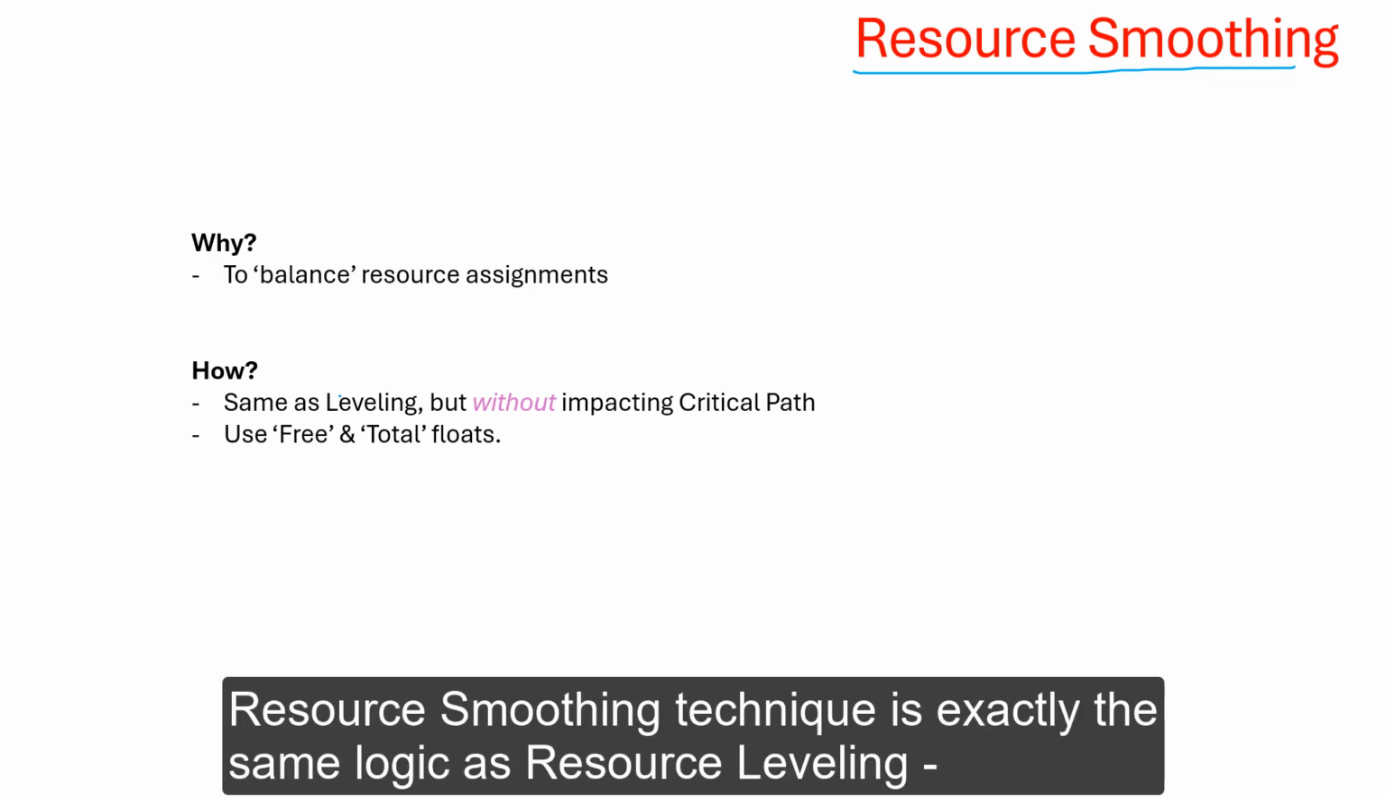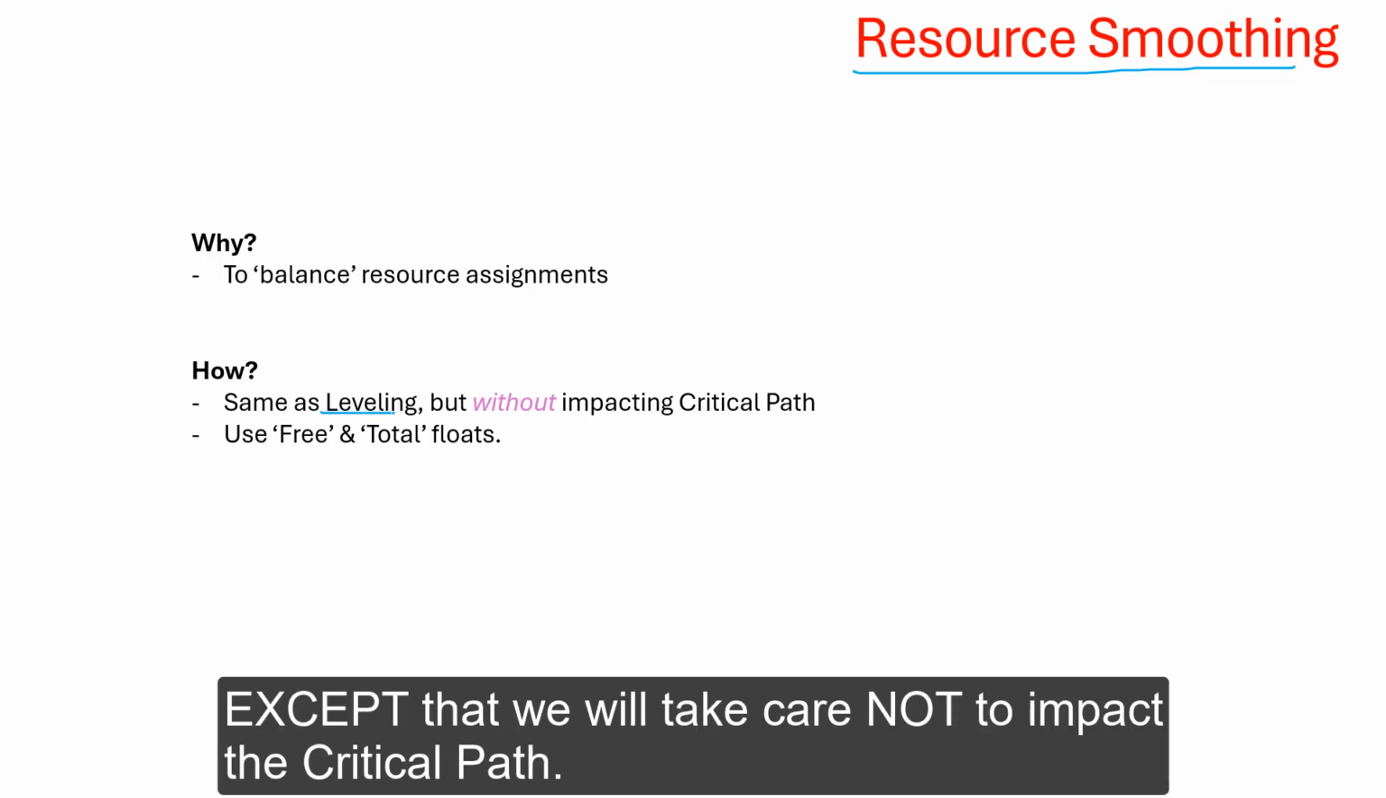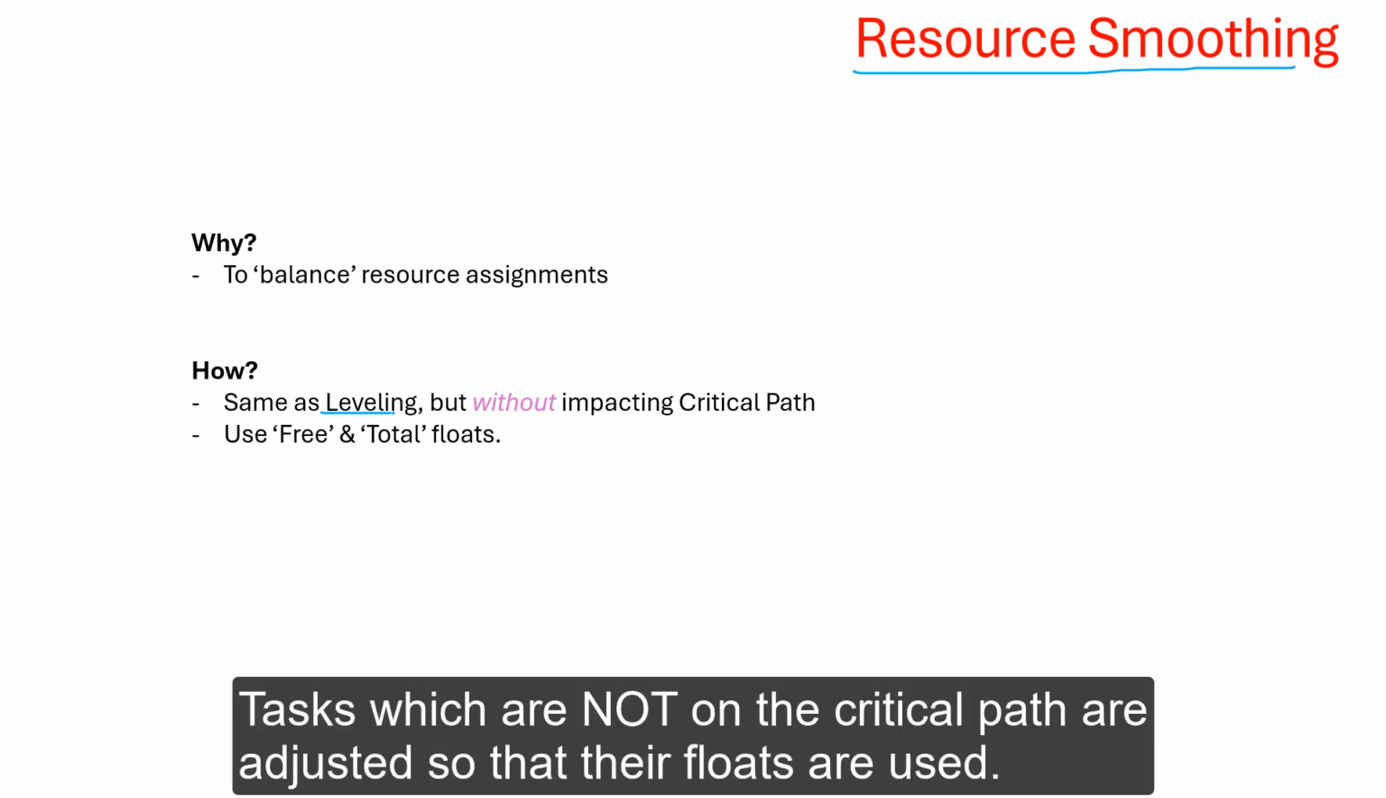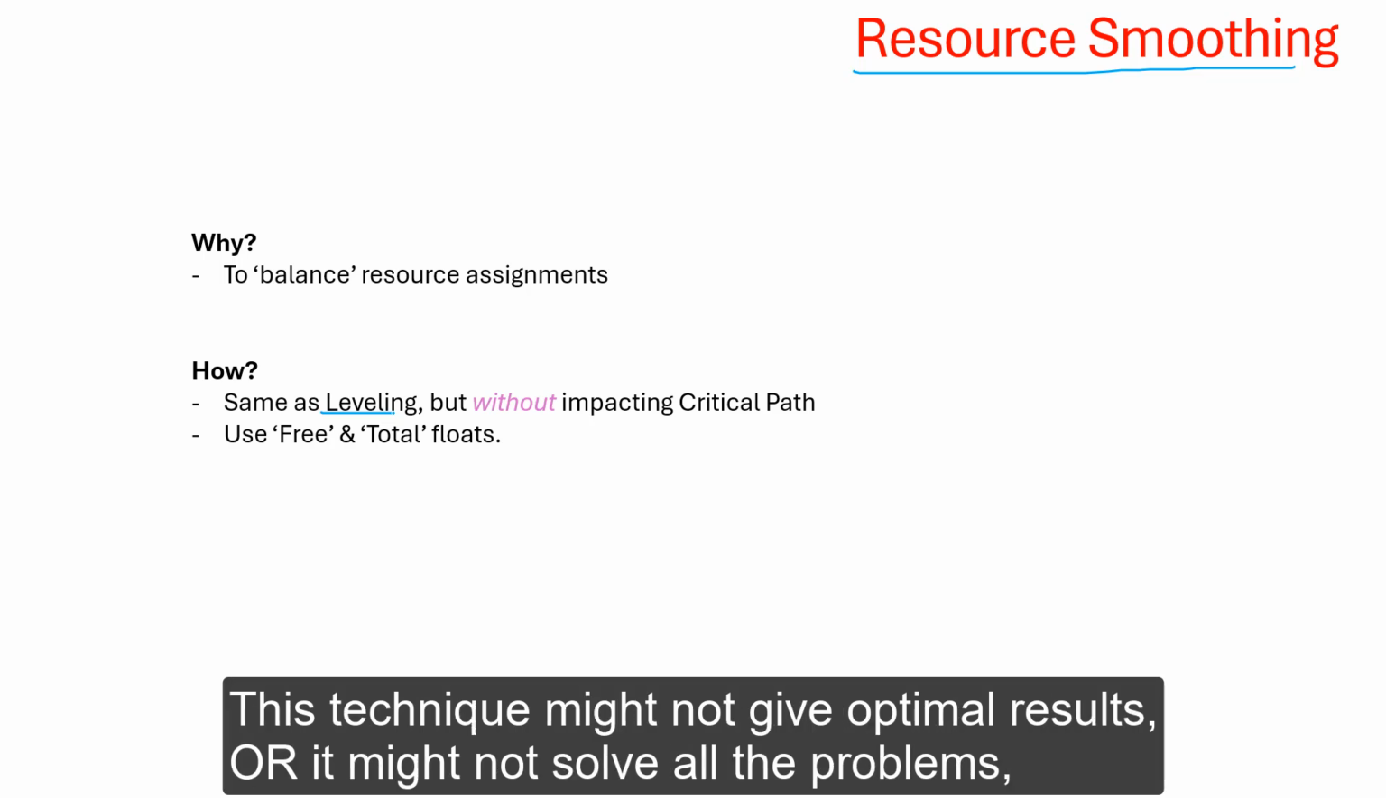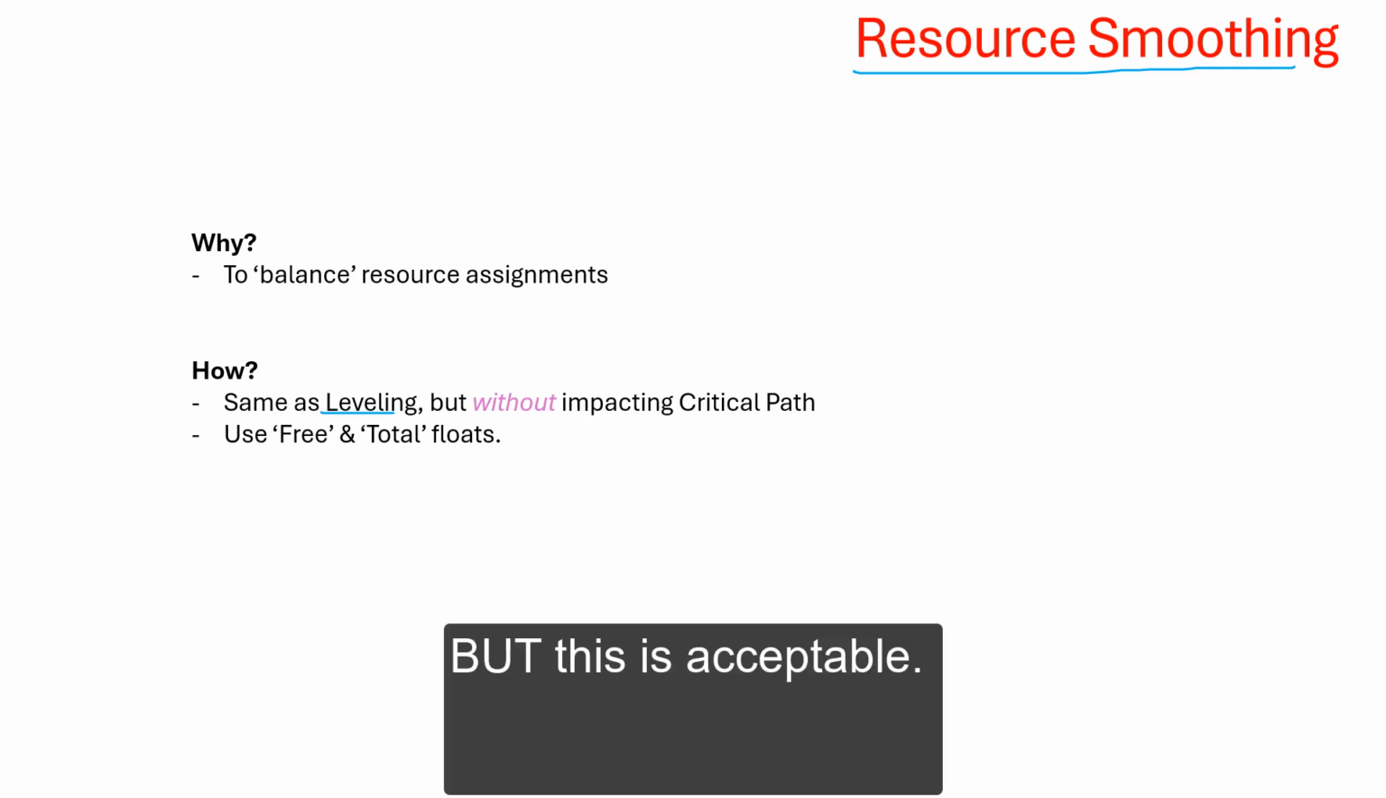Resource smoothing is exactly the same technique logic as resource leveling, except that we will take care not to impact the critical path. Tasks which are not on the critical path are adjusted in resource smoothing so that their floats can be used. This technique might not give you optimal results, or it might not solve all the problems, but this is understood and it is acceptable.